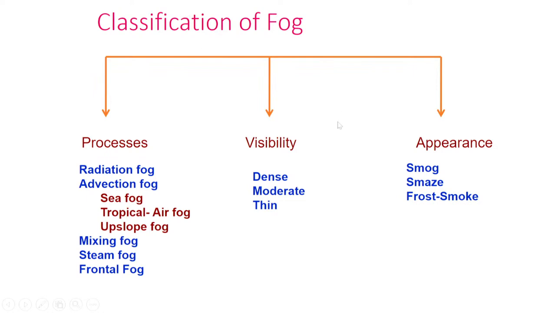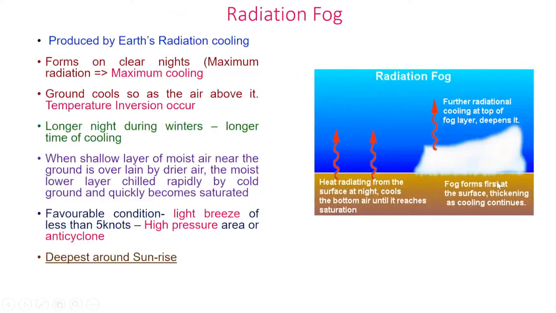Now coming to the classification of the fog. Fog can be classified into various types depending on the processes of the formation, depending on the visibility, and depending on the appearance. Depending on the processes of the formation, we have radiation fog, advection fog, mixing fog, steam and frontal fog. Depending on the visibility, we have dense, moderate and thin fog. And depending on the appearance, we have smoke, smaze and frost smoke. So we'll briefly see each of these types.